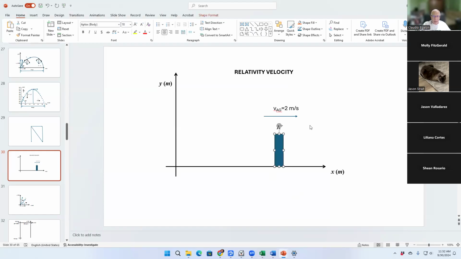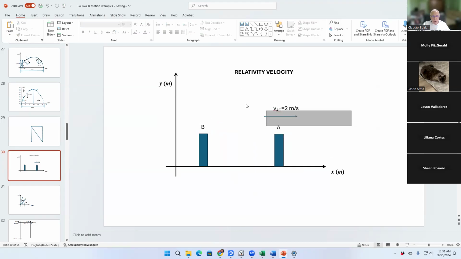And now we have someone else. Instead of jogging, he or she is walking to the right as well. This is going to be individual B. Because he or she is walking, the velocity of B with respect to the ground is going to be just 1 meter per second. This is a very simple problem.